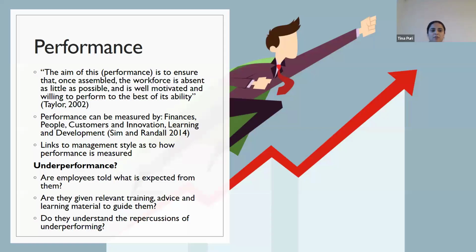So now, performance. The aim of performance management is to ensure that once assembled, the workforce is absent as little as possible and is well motivated and willing to perform to the best of its ability. Performance can be measured by finances, people, customers, and innovations, learning and development, and links to management style as to how performance is measured. Under performance, are employees told what is expected from them? Are they given relevant training, advice, and learning material to guide them? Do they understand the repercussions of underperforming?